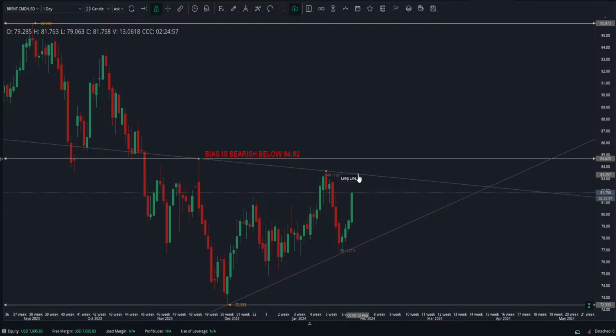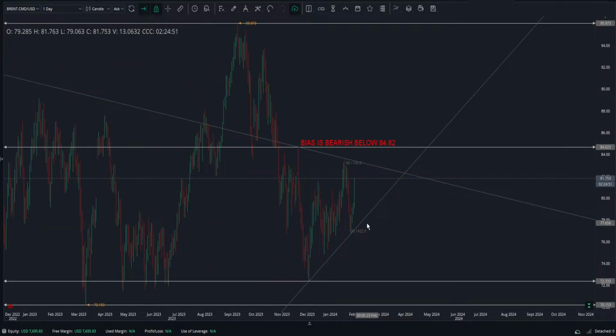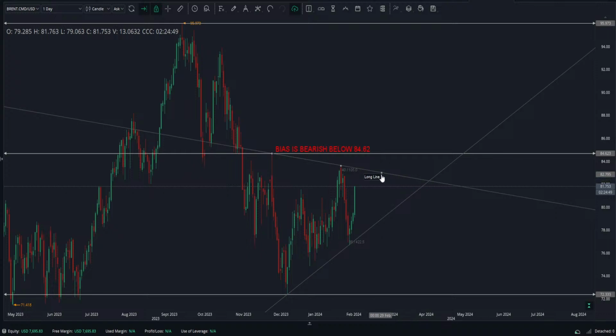Now if the price breaks above 84.62, I may become a buyer, and in the consolidation also I will be a seller if the price breaks this symmetrical triangle to the downside. If it breaks to the upside, I may not be a buyer, because the market structure is a downtrending structure, and this is just a consolidation.